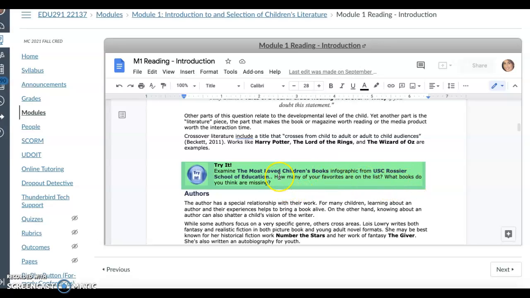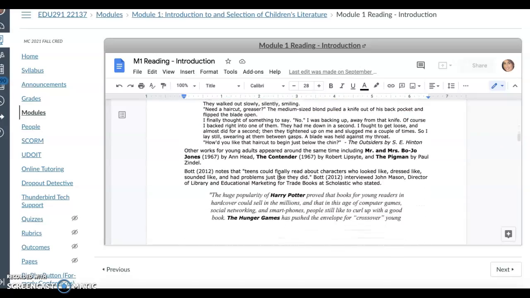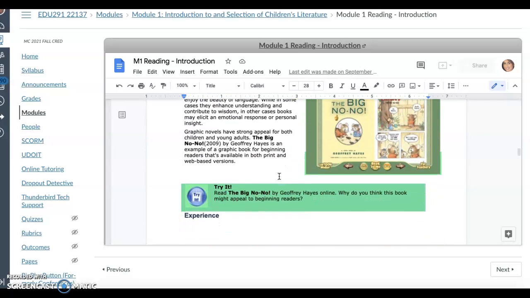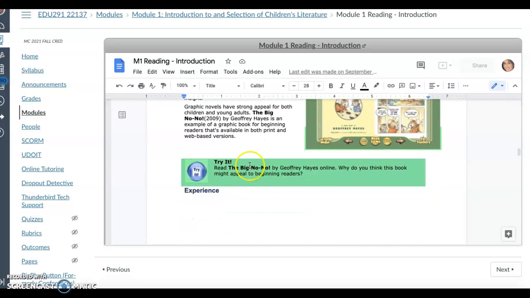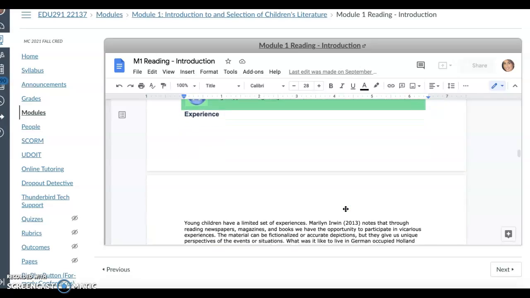What book do you think is missing? Okay, that's one of them. If you don't like that one, you can just keep looking for one that really speaks to you. Another Try It: The Big No-No by Jeffrey Hayes online. Why do you think this book might appeal to beginning readers? This is The Big No-No. So you'll want to do a little search for this book and then explain why it would be appealing.